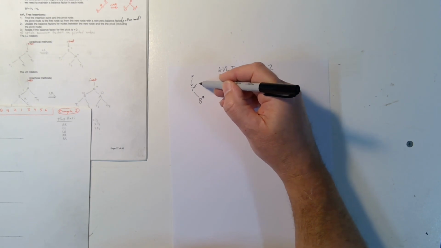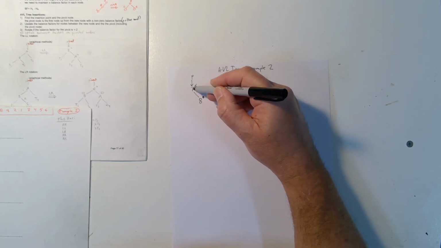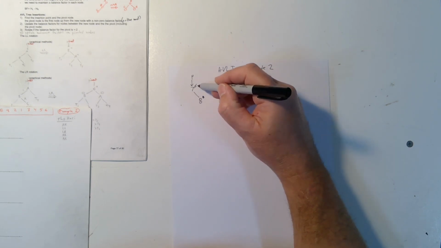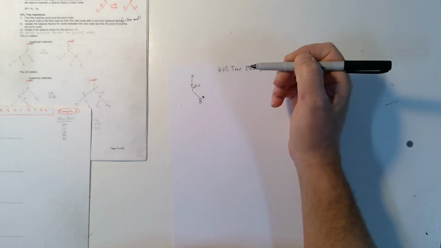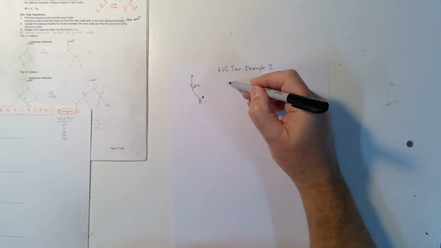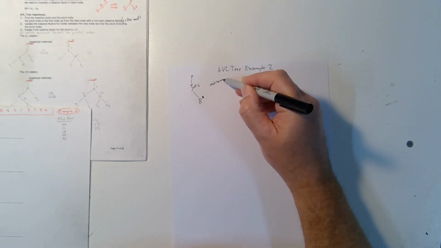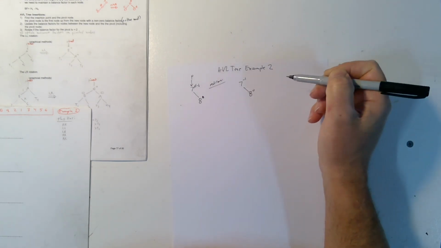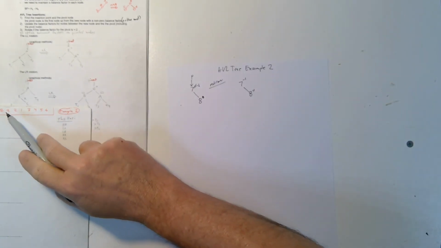So this one: the longest branch on the left is 0, the longest branch on the right is 1. So 0 minus 1 is going to be minus 1. We can't fix that, so that's as good as it gets. So redraw: 7, 8. It's time to insert a 9.